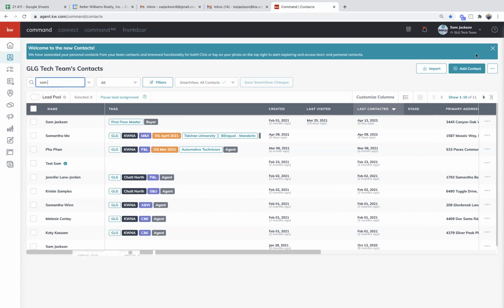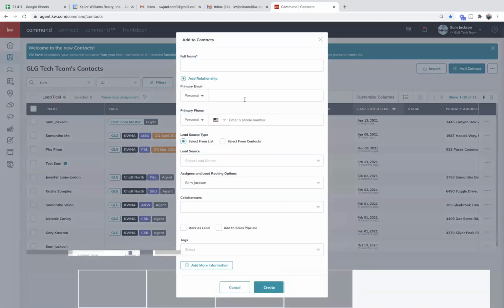But what I encourage you to do today, this is the most important thing. Let's add a contact together. I'm going to go ahead and do it on my screen. I'm going to click the add contact button up here. Inside of contacts, it doesn't matter if you have one or none. We're going to put yourself inside of Command.